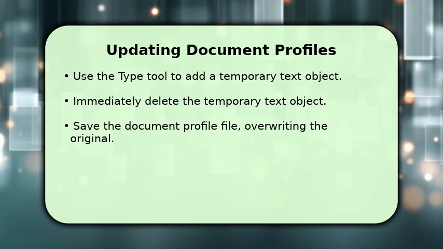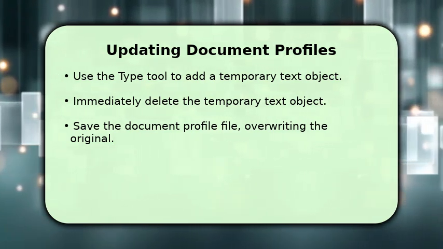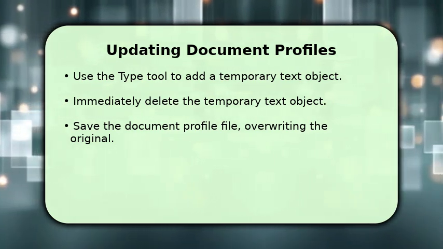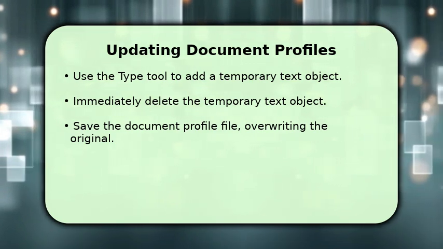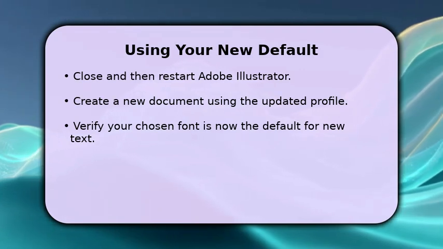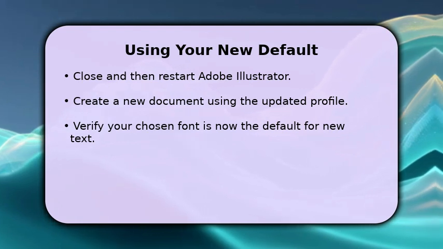Next, go to File and select Save As. Navigate to the New Document Profiles folder and save your modified file, making sure to overwrite the original profile you opened earlier to apply your new settings. To finalize these important changes, close Adobe Illustrator completely and then restart the application.